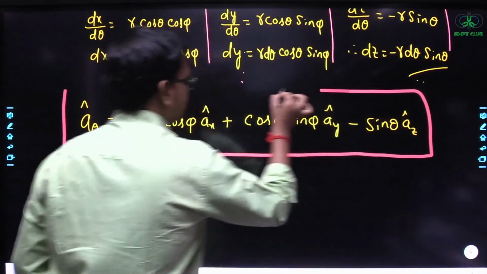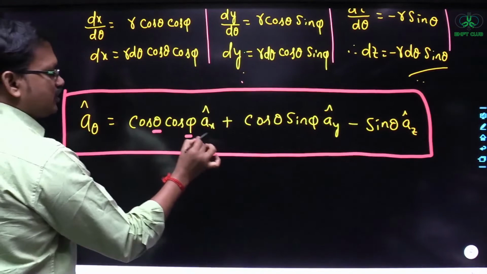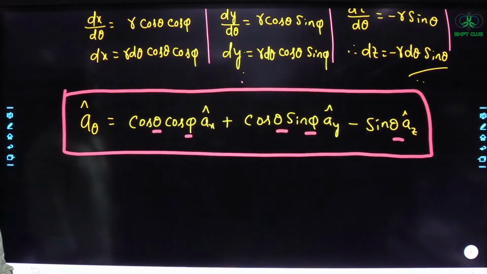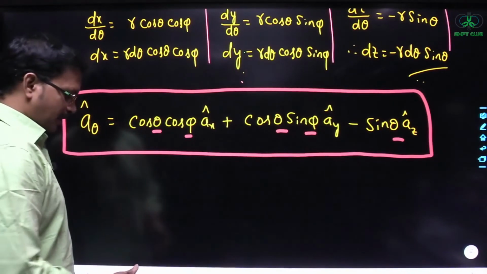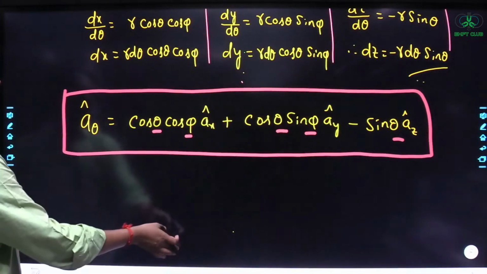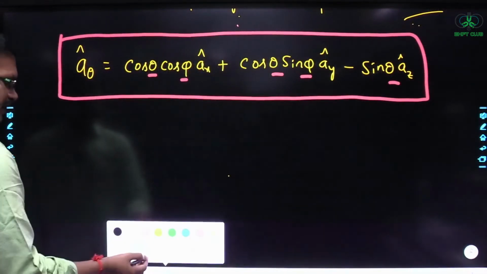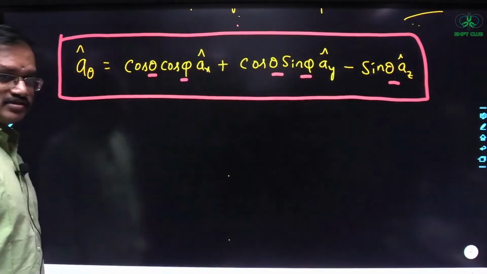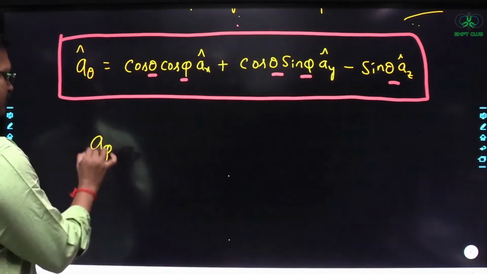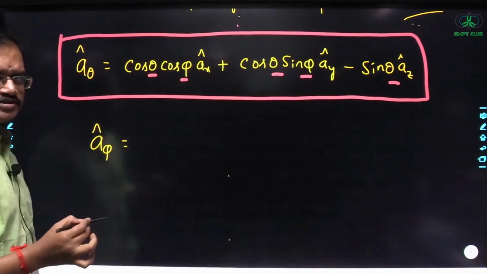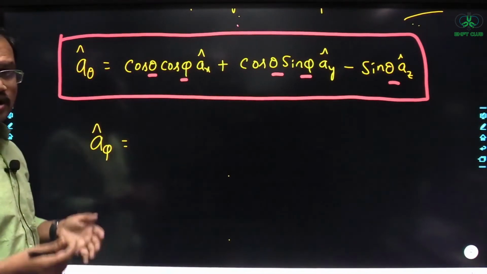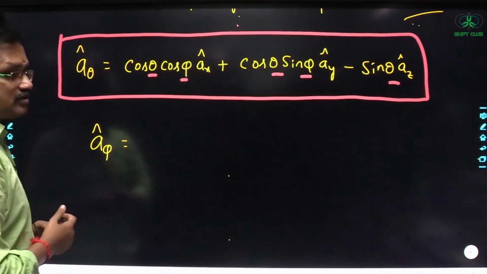So if you observe, a theta cap is also depending upon both theta and phi. Understood? Okay. So this is how you have to determine ar cap and a theta cap. There is no need to do it again for a phi cap here, because the definition of phi will remain the same as in case of the cylindrical coordinate system. So you can directly write a phi cap. Whatever we got in cylindrical coordinate system, the same result you are going to get. If you want, you can follow the same procedure and check, you are going to get the same answer.